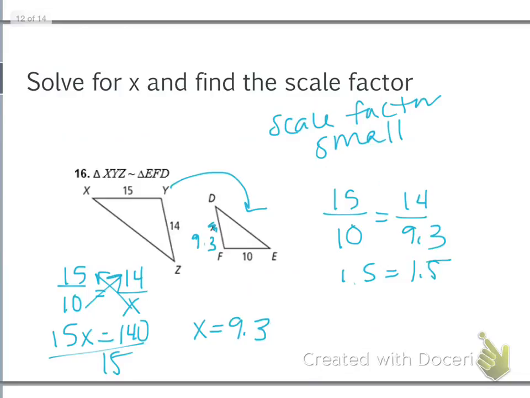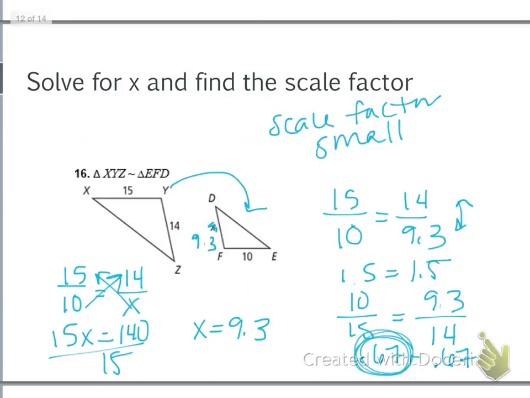That's not a small scale factor, so I need to go back and flip-flop these and actually do 10 over 15 and 9.3 over 14 and see what I get. Okay, this scale factor is 0.67 and 0.67. That's the scale factor that I want because I'm going from a big triangle to a small triangle.